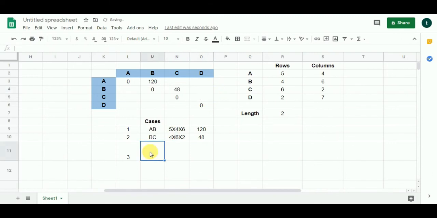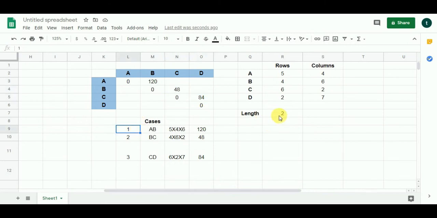Working on the third subproblem of length 2, CD. What is going to be the value? It's going to be 6 into 2 into 7. Is it going to give me 84? Let me quickly calculate that. 6 into 2 is 12. 12 into 7 is 84. All right, let me put 84 over here. These are the values which we got from our subproblems of length 2.